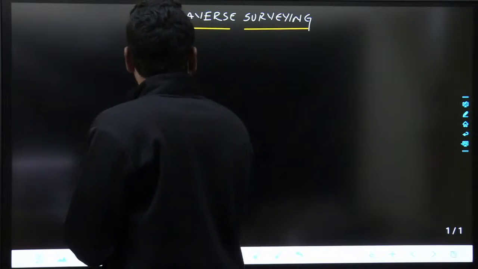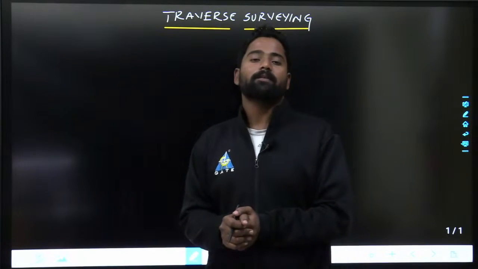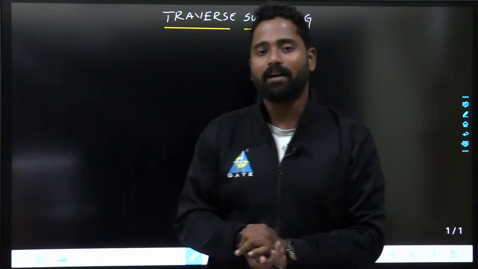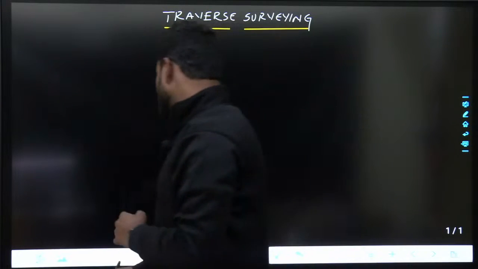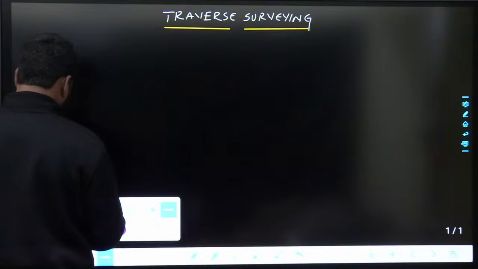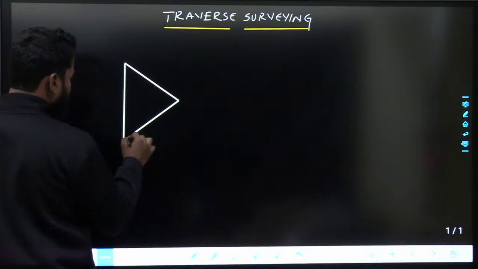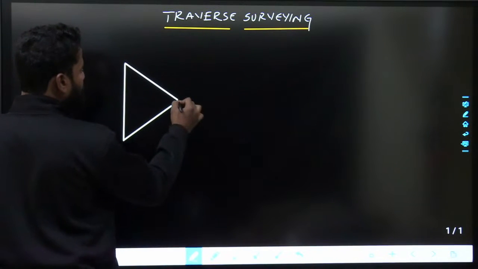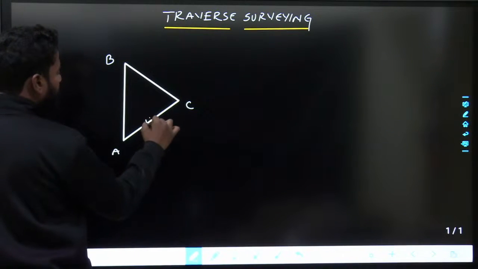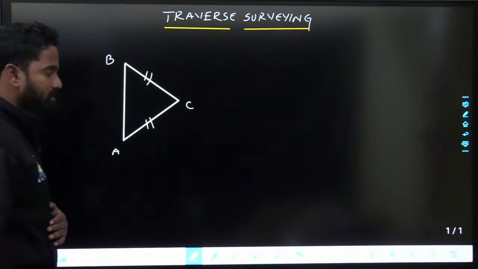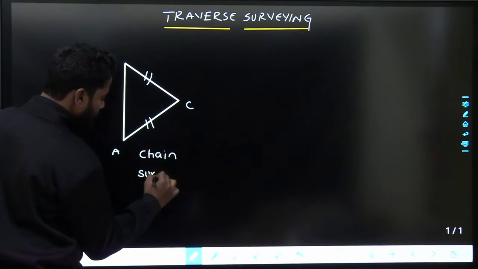So, traverse surveying. Till now, the principle of surveying is that you have to locate a point with respect to the other 2 points. In chain surveying, by measuring lengths from A and B, we used to locate point C. This is chain surveying.